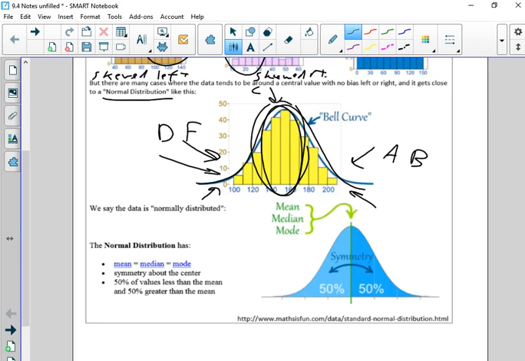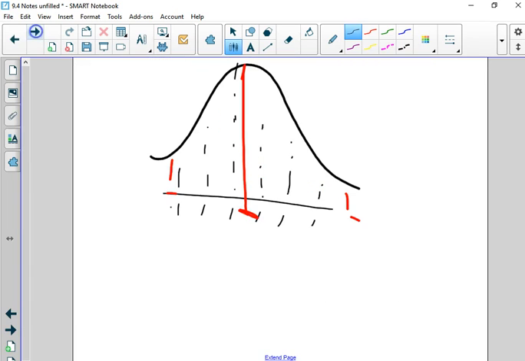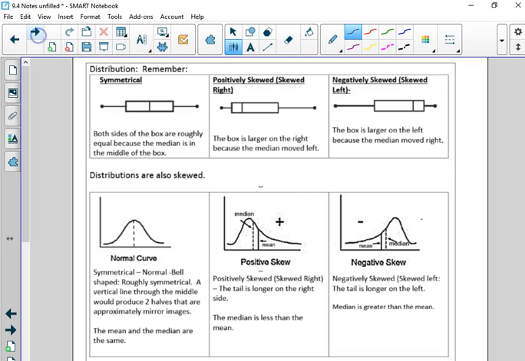Now, when you have a normal distribution, this middle line here is your mean, your average, your middle number, and your most often. The mean, median, and mode all occur as the same number. Half of your data is on this side, and half of your data is on that side. Normally distributed. Okay? That's the theory behind it.